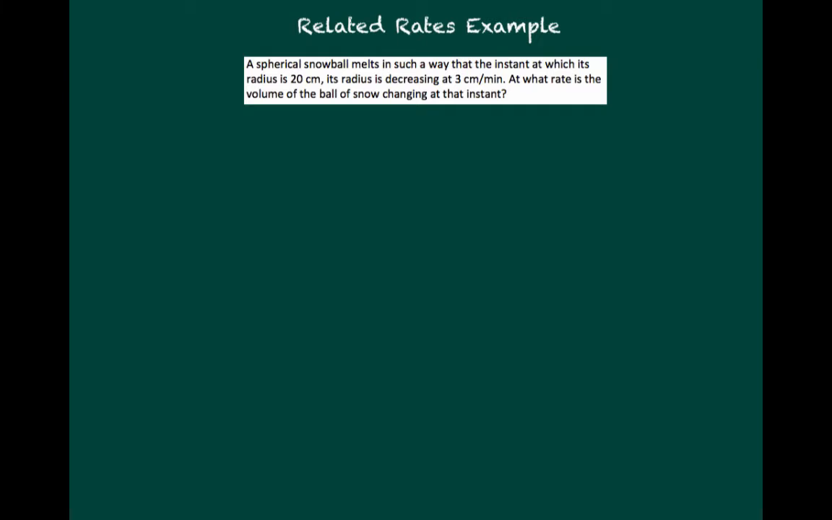So let's look at this example here. It says that a spherical snowball melts in such a way that at the instant at which its radius is 20 centimeters, its radius is decreasing at 3 centimeters per minute. Well, they want to know at what rate the volume of the ball of snow is changing at that instant. So we're comparing two rates, the rate of change in the volume and the rate of change in the radius. And they should be related because we know that the formula for volume of a sphere involves the radius.